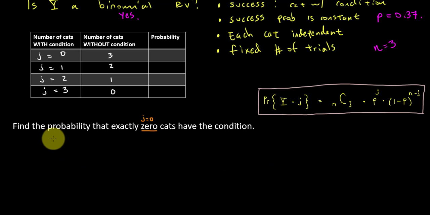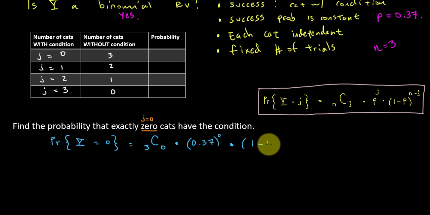So here we go. Probability that the number of cats with the polydactyly condition is 0 is n choose j, so 3 choose 0. That's a nice number from when we introduced combinations. P, 0.37, raised to the 0th power, times the complement, 1 minus 0.37, to the 3 minus 0.